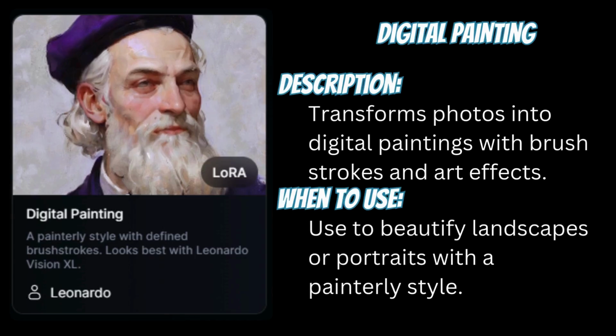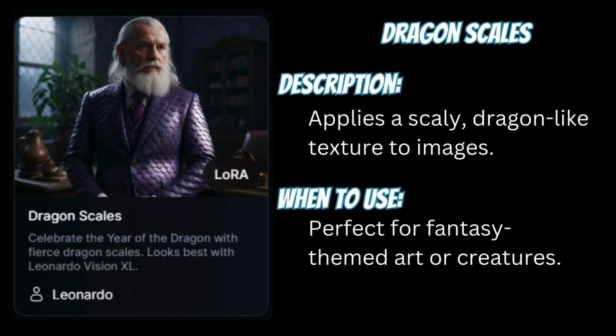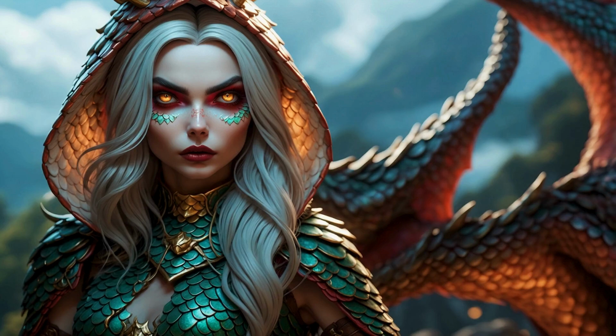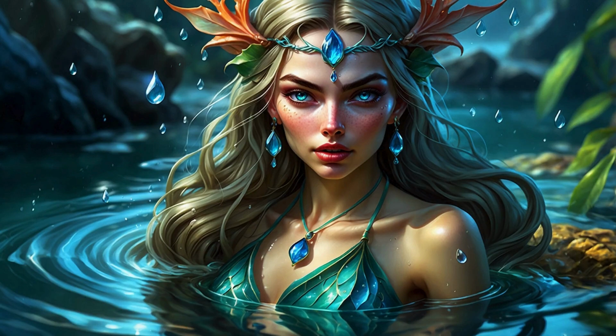Digital Painting transforms your photos into digital paintings with brushstrokes and artifacts. Think of a serene landscape with Aeria, where the sky and clouds are painted with soft digital brushstrokes. It's great for adding a painterly touch to any image. Dragon Scales adds a scaly, dragon-like texture to your images. Picture Pyra with a dragon companion, both covered in intricate scales. It's perfect for fantasy-themed art. Fantasy Icons adds whimsical, fantasy-themed icons to your artwork. Imagine Aqua surrounded by mystical water symbols. Those icons can add enchanting detail to your images.